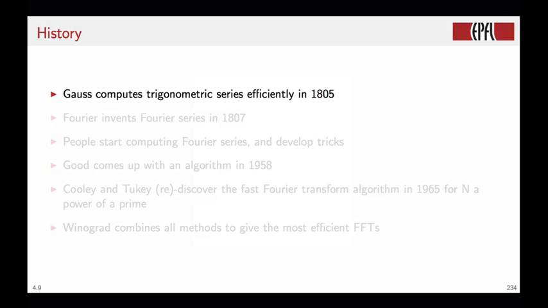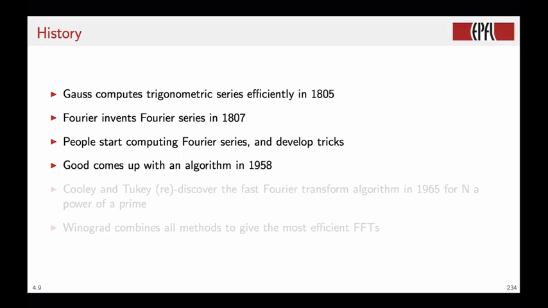So that leads us back to 1805, when Gauss wrote down in his personal notebook in Latin a quick way to compute trigonometric series. Fourier, as we know, invented Fourier series just a little bit later. Then a lot of people started computing Fourier series, spending a lot of time developing tricks.